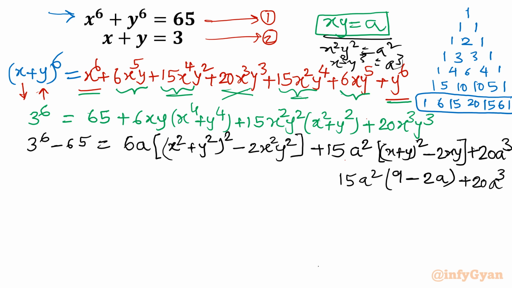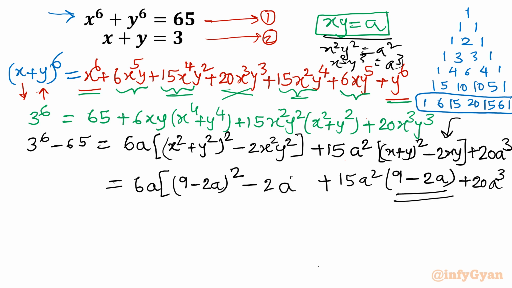Now come to this term, the first bracket, 6a. How would I write x square plus y square? Again, the same thing which we have written here: x square plus y square is 9 minus 2a. So I can write directly (9 minus 2a) whole square. This is our x square plus y square value, so it is whole square here. So I will put the whole square minus 2a square.